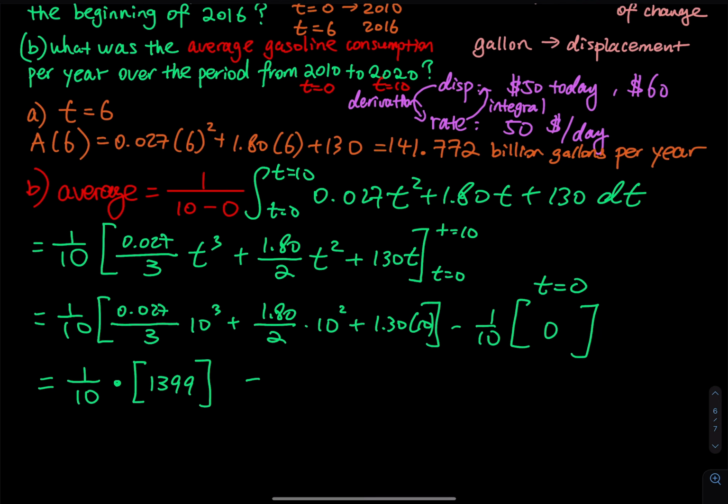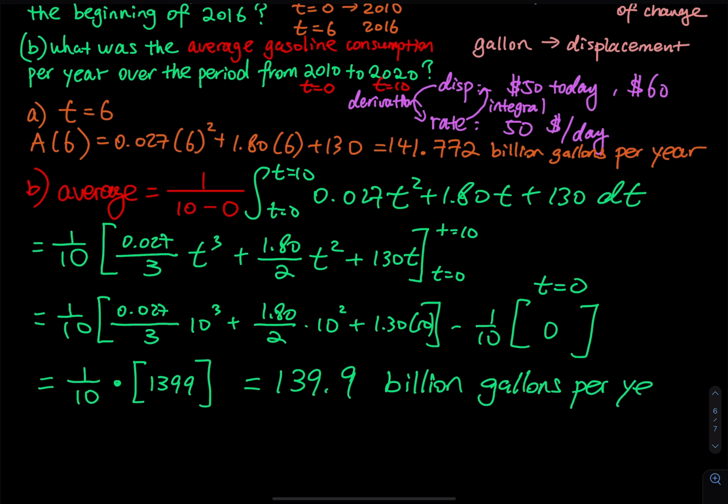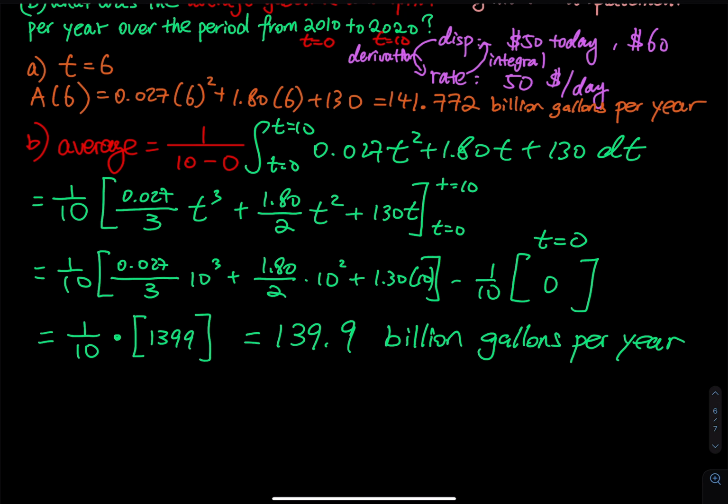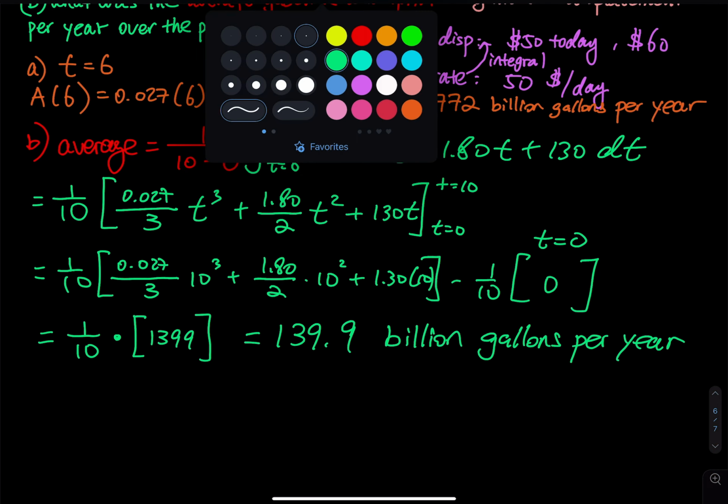So this one, you have 139.9. The unit is billion gallons per year. That is still per year. Let me explain why. So the unit is billion gallons per year, and this is the average value. So here is why the unit is still in rate of change. How do you get the 10?